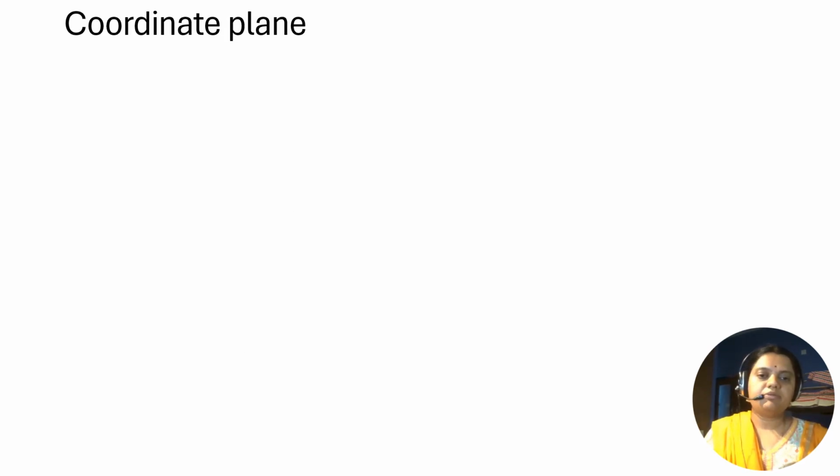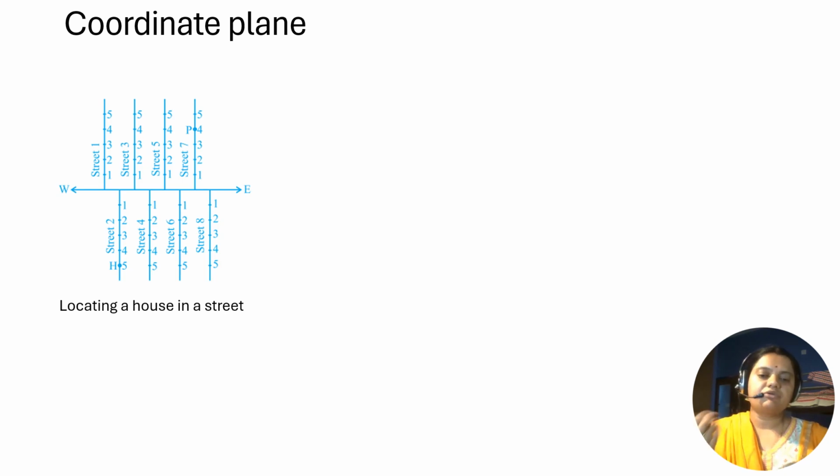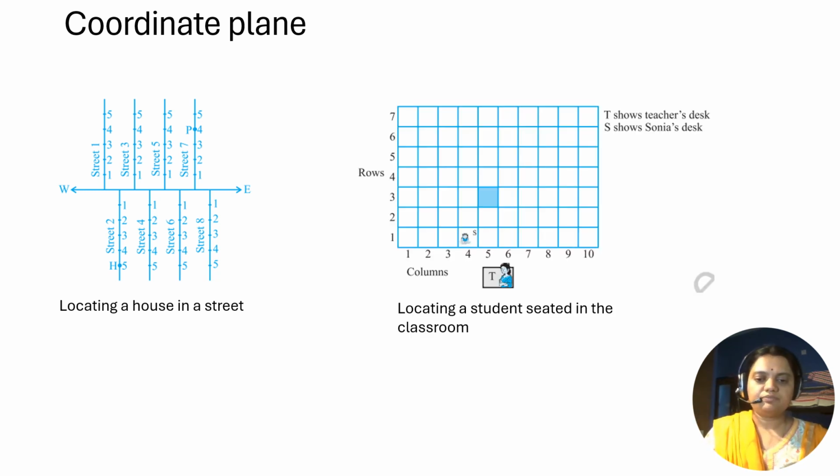In previous chapters, you have studied how to locate a point on the number line. In this chapter, we will learn to locate a point with reference to more than one line. For example, if you are trying to locate a house in a given street, there are many lines, right? And you want to locate one particular house. How do we achieve that? In these cases, coordinate geometry is very helpful.